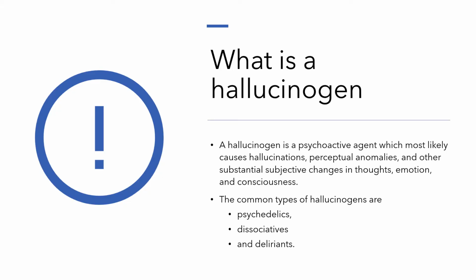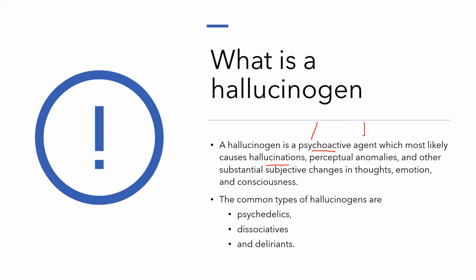What is a hallucinogen? A hallucinogen is a psychoactive substance which most likely causes hallucinations, perceptual anomalies, and other substantial subjective changes in thoughts, emotions, and consciousness. So what we are talking about is a psychoactive. Psycho means a mind-altering agent or substance which causes hallucinations.